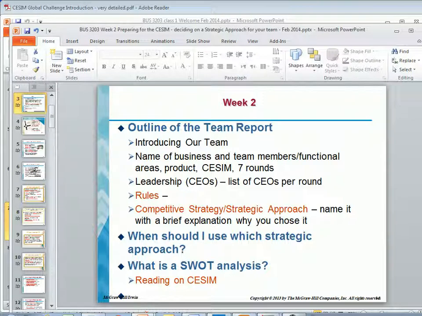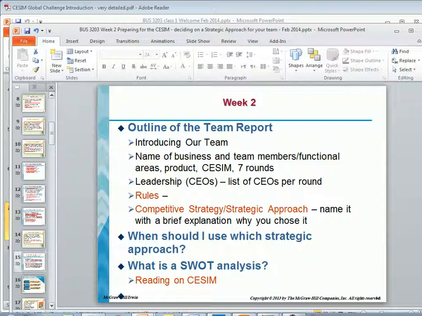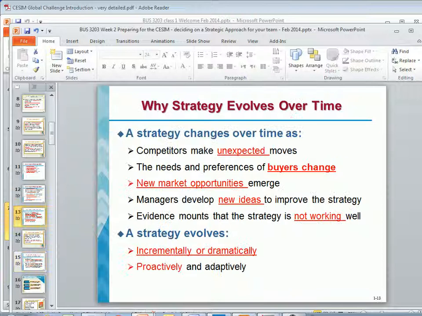Use the information of the CESIM to help develop your competitive strategy and decide which of the strategies that have been discussed in class are the ones that work for you.